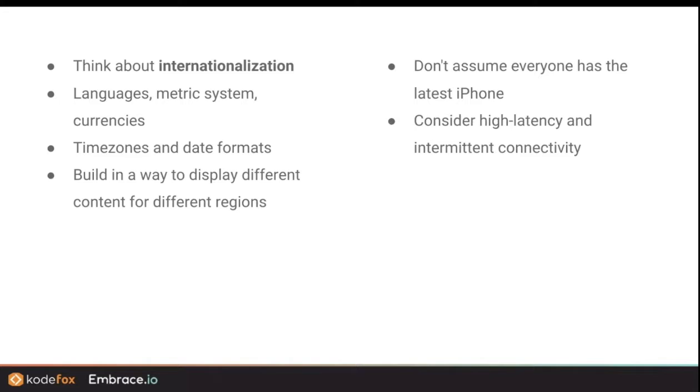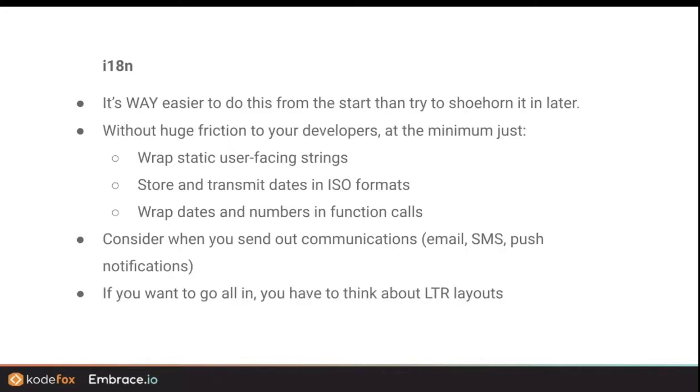But these are all not the elephant in the room. The elephant in the room when it comes to thinking globally is internationalization, right? I18N. And this is a pretty standard thing. We've been doing this for many years. The software industry understands this. But if you take nothing else away from this, I want you to know it is way easier to think about this from the start than to try to slip this in later. It is incredibly hard to tack on internationalization once you realize that, oh shoot, we're expanding into Europe, or maybe even we're expanding north of the border to Canada, and we need to support French, right?